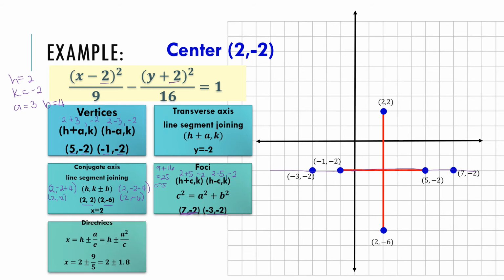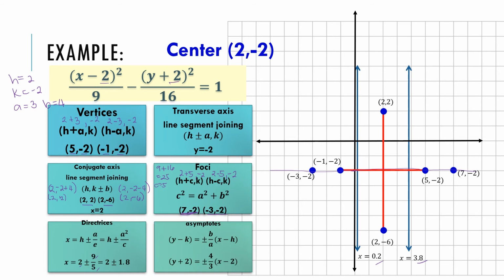Next, directrices. H. Ang H natin ay 2. Ang A squared natin ay 9. Ang C natin ay 5. So, isa-isahin natin, this is 2. Ang 9 over 5 ay 1.8. So, this is 2 plus minus 1.8. So, doon muna tayo sa plus. 2 plus 1.8 is 3.8. This one. And then 2 minus 1.8 is 0.2.